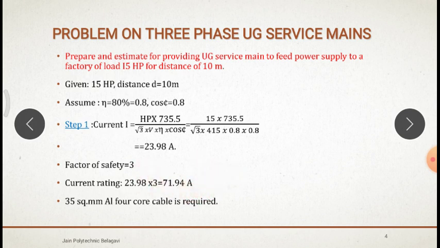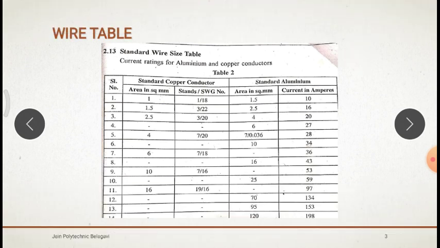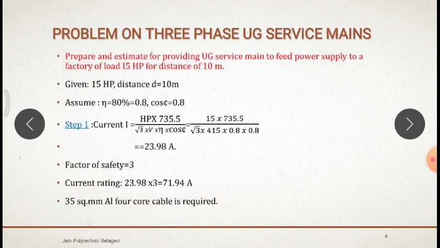How much cable do you require? That we'll see in the aluminum wire table. We got the current as around 70 amps, 71.94 amps. For that we need 35 or 30 square mm, that is not there here. One line is missed in this table actually. If it is around 70 amps, we need a 35 square mm aluminum cable. In between, this one more will be there. So 35 square mm aluminum cable is required, and we have written here 35 square mm aluminum 4 core.